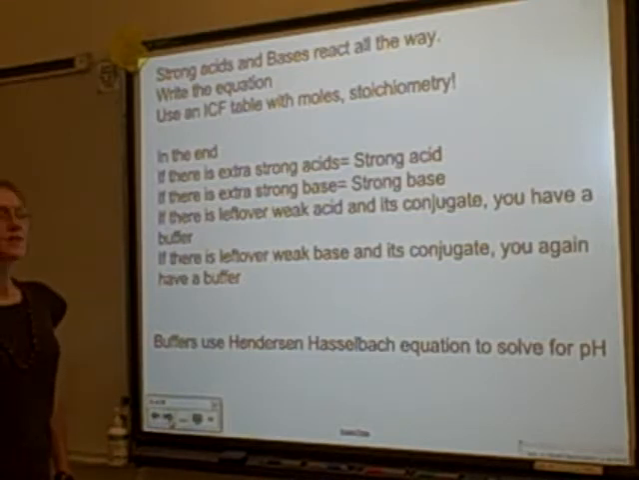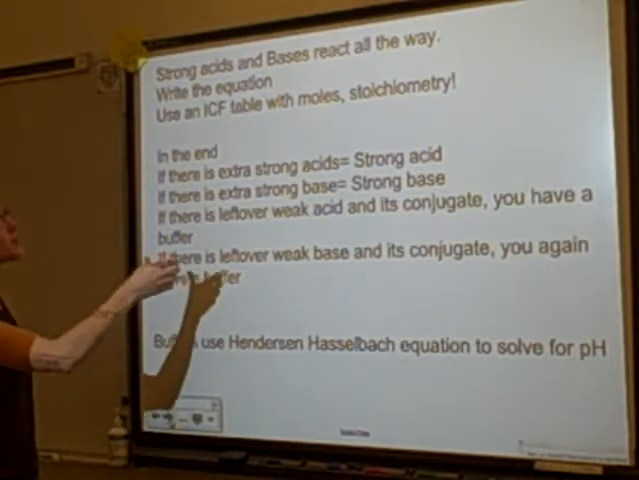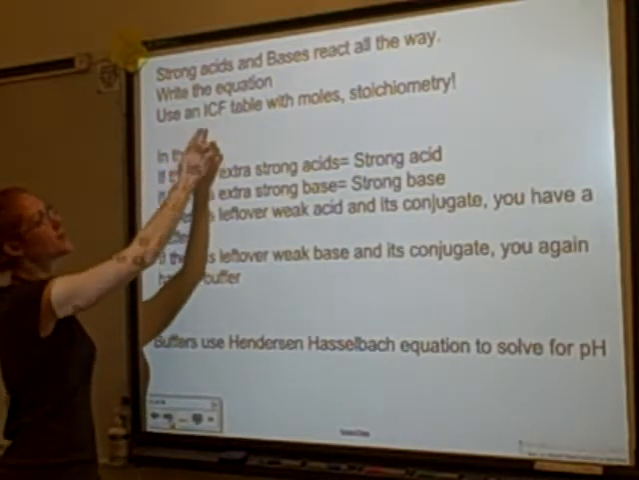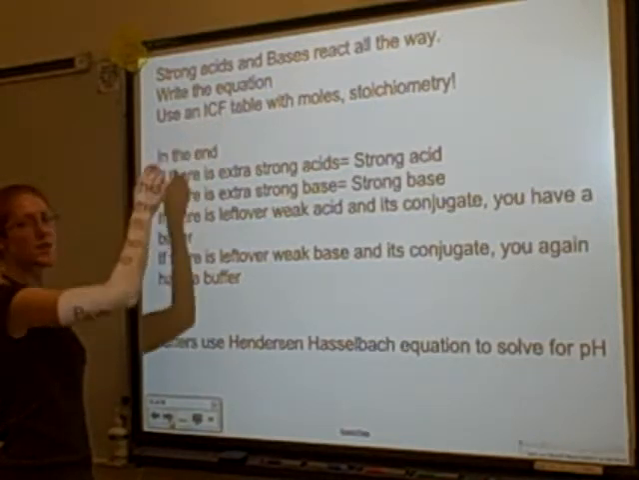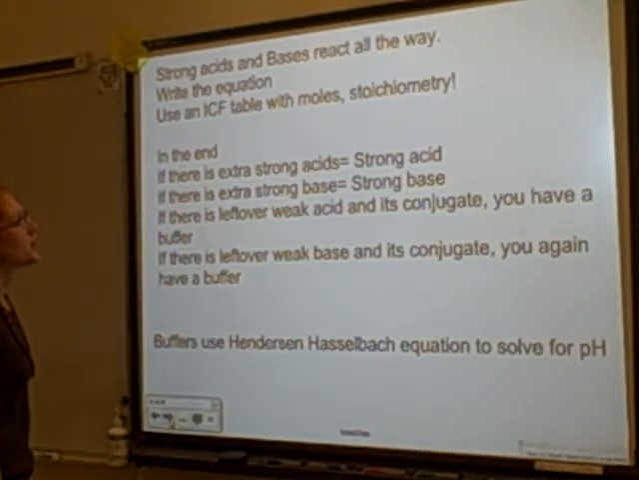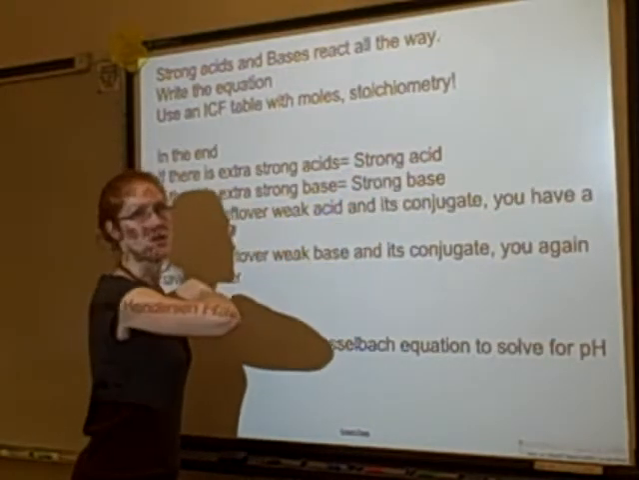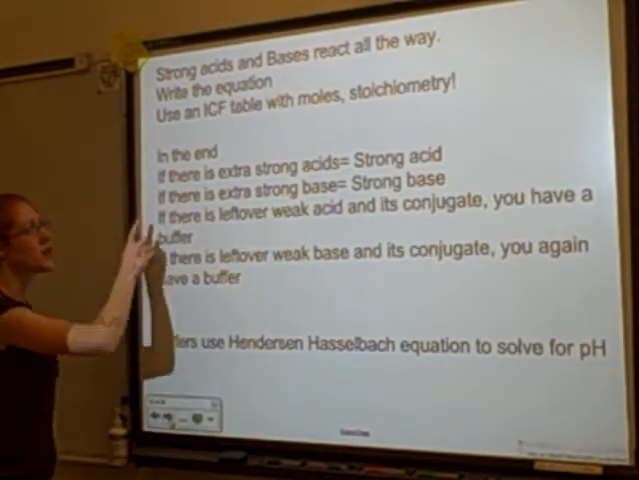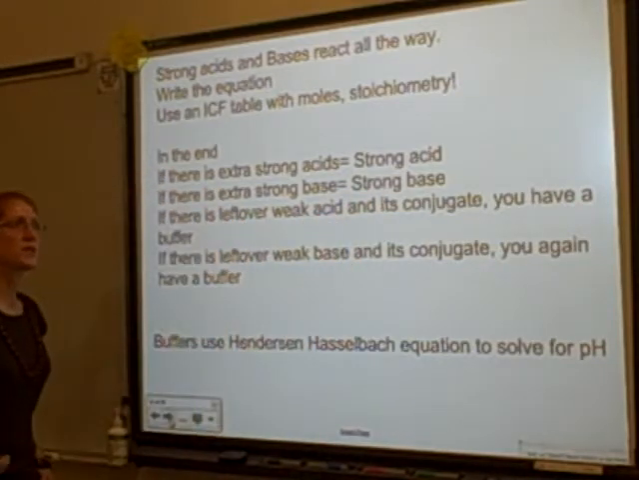Well, strong things react all the way. So set up your equation with the strong thing plus the weak opposite thing, and you're going to do an ICF table: your initial number of moles, the change in moles, and the final number of moles. They won't go to equilibrium, they'll go all the way that they can go. It's stoichiometry. In the end, if there's extra strong acid, you find the concentration of the acid, and from that you get your pH. If there's extra strong base, you find the concentration of your strong base, and from that you get the pOH and then the pH.